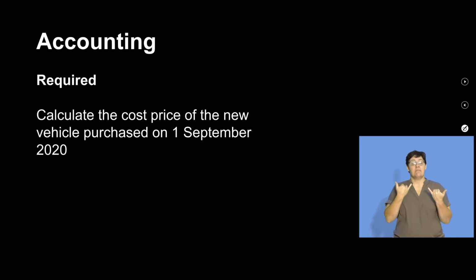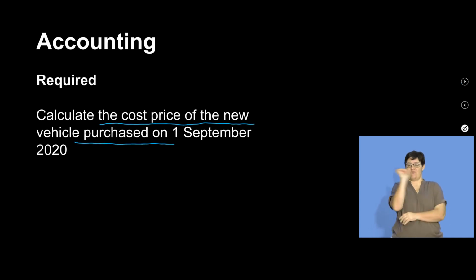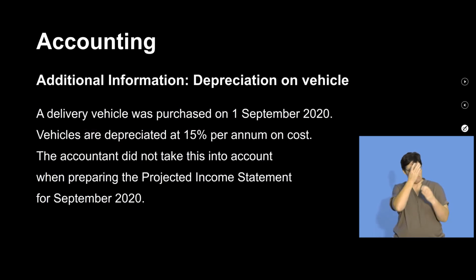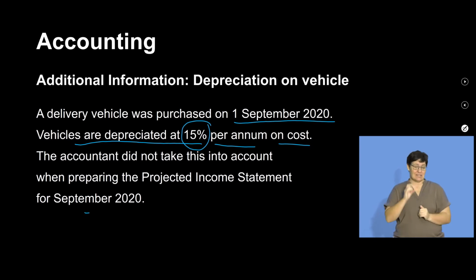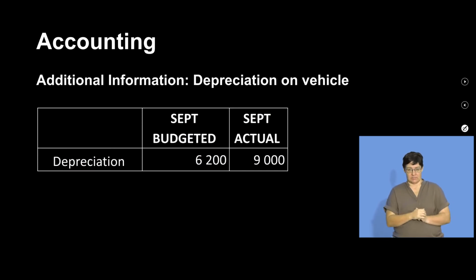You are required to calculate the cost price of the new vehicle that was purchased in September 2020. Let's look at the information that we have. We are told a delivery vehicle was purchased on the 1st of September 2020. Vehicles are depreciated by 15% per annum on cost. The accountant did not take this into account when preparing the projected income statement for September 2020. Okay? Let's see what we have here.